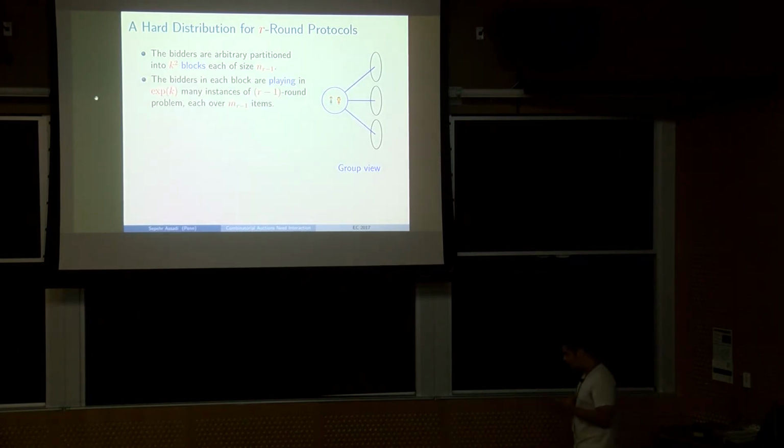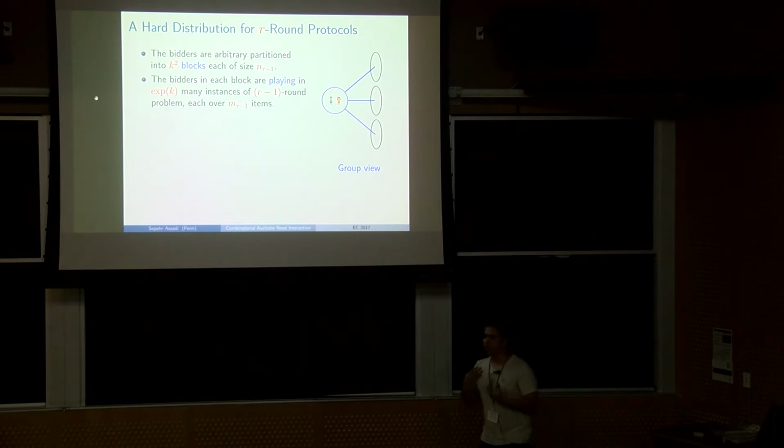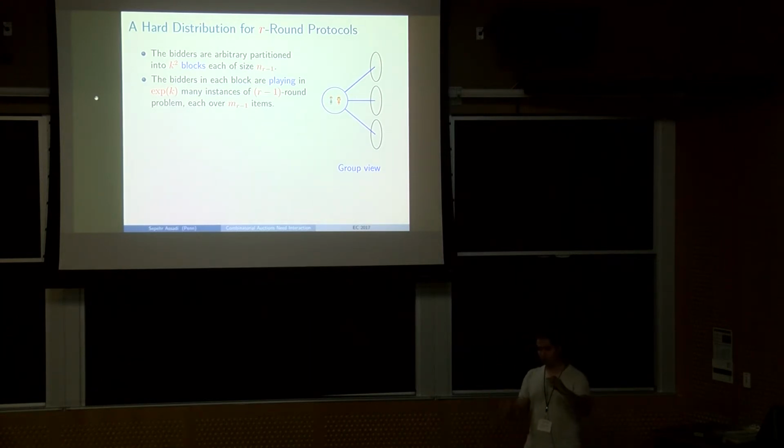Now, conceptually, each player sees himself playing in exponentially many instances of the problem, which are supposedly hard in the R-round version. What it means is that if you are a player here, you see exponentially many instances, and in those instances are this set of items, and your input is coming from a distribution which is hard for R-1 round protocols.